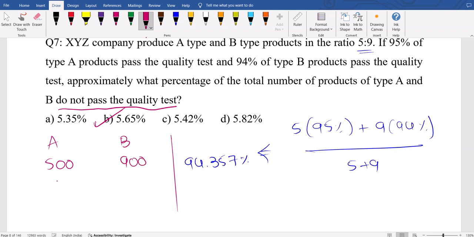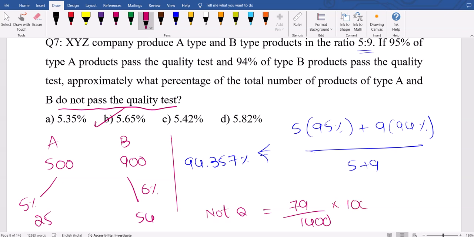right? Then here 95% passed, but not passed is 5%. 5% means 25. Here not passed is 6%, right? So 1% is 9, 6% means 54. Do not qualify is 25 plus 54, which is nothing but 79. Okay, 79 divided by 1400, adding those two into 100, which is 79 divided by 14.